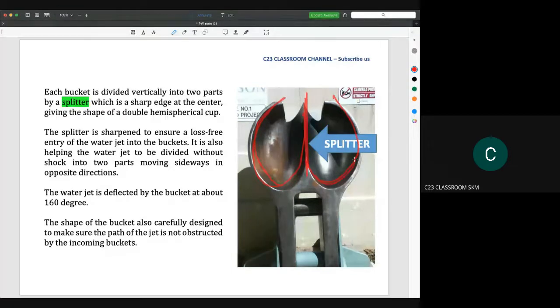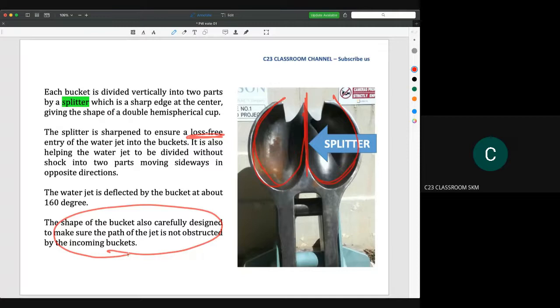The splitter is sharpened to ensure a loss-free entry of the water jet into the bucket. I hope you understand the word loss-free. It is also helping the water jet to be divided without shock into two parts moving sideways in opposite directions. The water jet is deflected by the bucket at about 160 degrees. The shape of the bucket is also carefully designed to make sure the path of the jet is not obstructed by the incoming bucket. This is a very important point in designing the Pelton wheel.